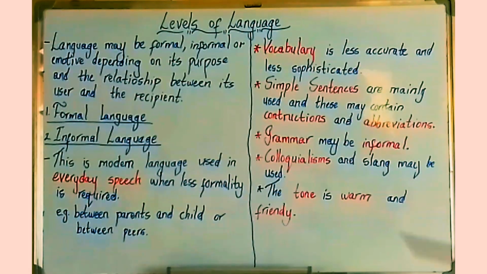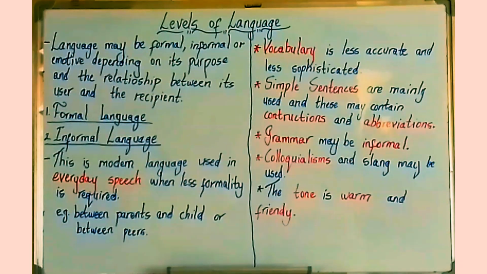So we move on to grammar. Grammar is how you arrange words in a sentence. So you have rules that you have to follow in order to arrange words in a sentence. So grammar may be informal. So in our informal language, our grammar is not formal. We don't have to follow rules. It's informal. Then colloquialism and slang may be used.